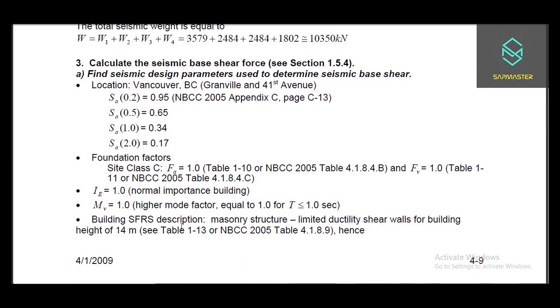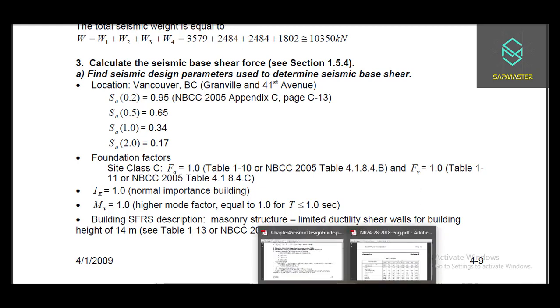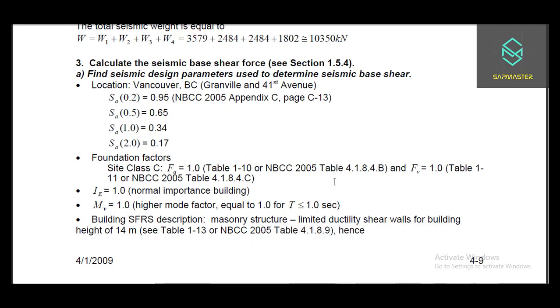Then you have to choose in which site class you are building your structure. So for different site classes, we have different coefficients of FA, but for site class C, FA and FV are always equal to 1, right? So you can always find them again in NBC in table 4.1.8.4B and table 4.1.8.4C. You can find them. This is the importance factor. So ours is a normal importance building, so it's going to be 1.